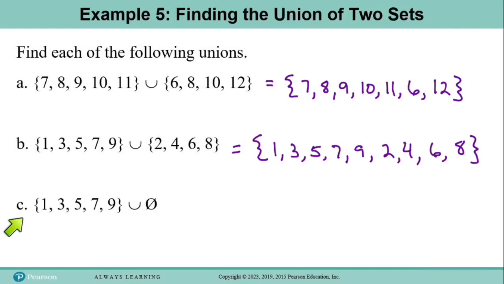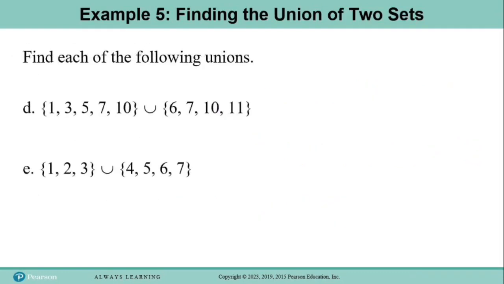Okay, and then part C, we have the set containing 1, 3, 5, 7, 9, union the empty set. So remember, the union is the combination of all the elements from both sets. So the union here is going to include the elements 1, 3, 5, 7, 9, and then whatever additional elements the second set contributes. But the second set here is the empty set, so it doesn't contribute any new elements, and so we just close the set.